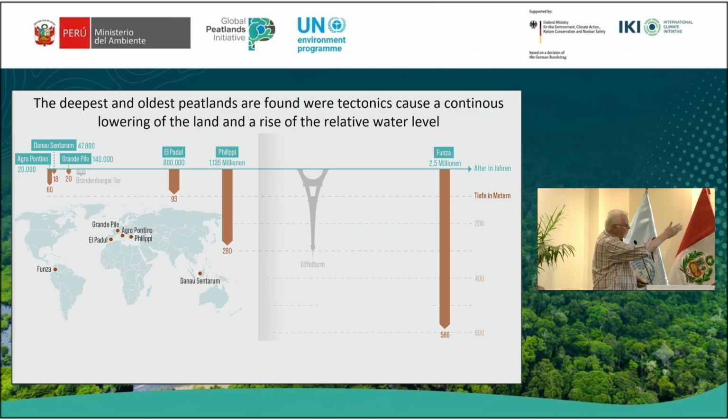And here you see some other ones. The Agropontino is rather deep, 60 meters. The Nao Centarme in Indonesia, 18 meters. The Grand Pile in France, 20 meters. El Padul in Spain is 93 meters deep. And we have Philippi, Thessaloniki in Greece, that is 280 meters deep. These are the deepest peatlands that we know. Thank you.